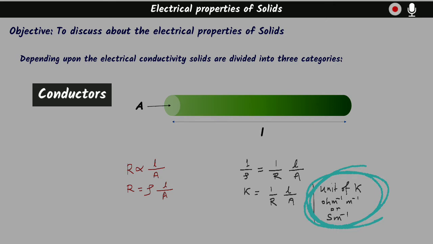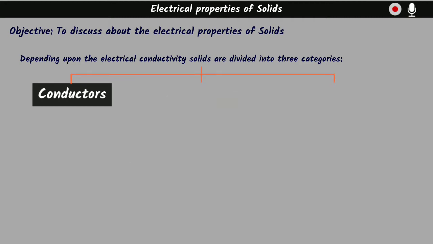So we can now define the conductor, which is the first type of solid on the basis of electrical conductivity. Remember this point: these classifications are on the basis of electrical conductivity only. The first classification of solids on the basis of electrical conductivity is conductors. In the case of conductors, the range of the specific conductivity of that solid is 10 to the power 4 to 10 to the power 7 ohm inverse per meter.